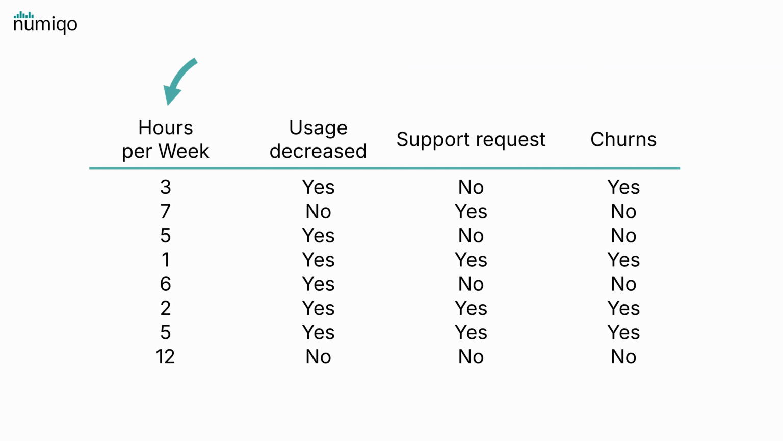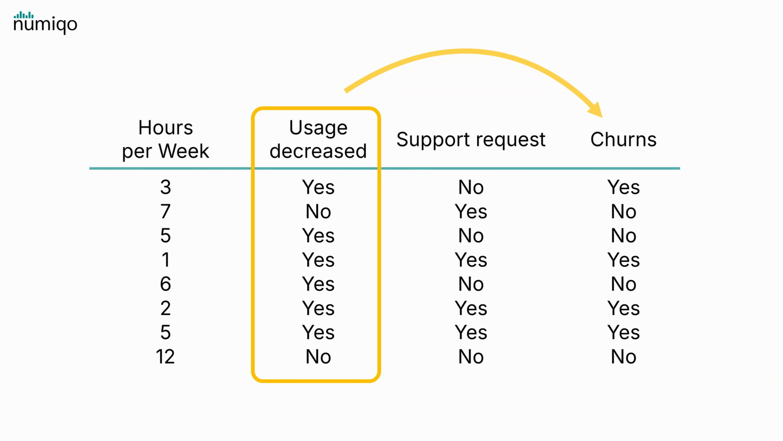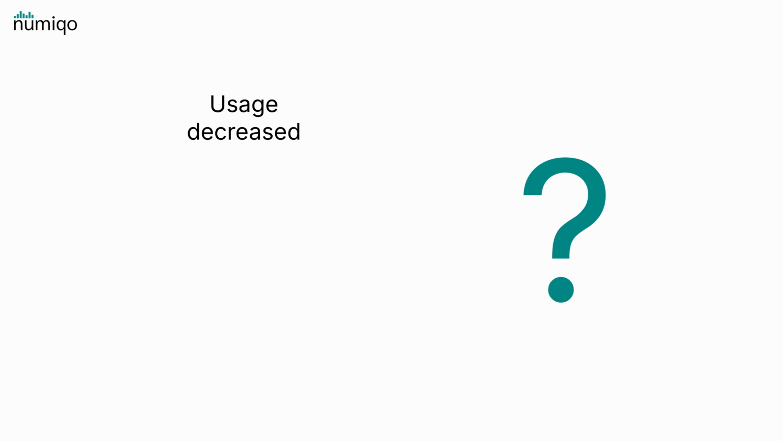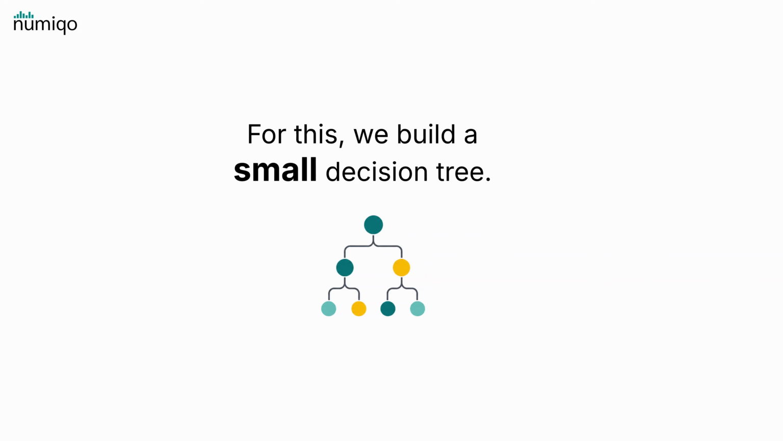We know how often a customer uses Netflix, we know whether usage has decreased in recent weeks, and we know whether there were support requests. We also know whether the customer churned or not. With this data, we now want to predict whether a customer is likely to churn or not. To start simple, we first use only one variable. So we want to know whether the variable usage decreased gives us information about whether a customer is more likely to churn or not. For this, we build a small decision tree.